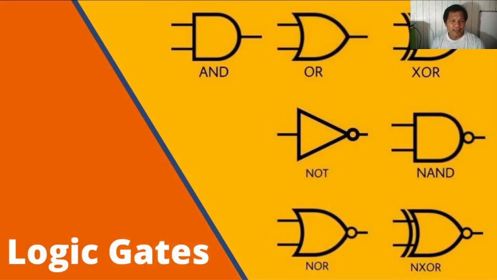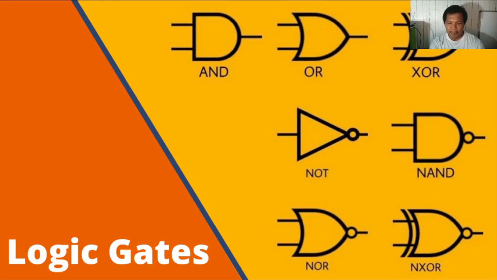Welcome back to our class ECE 3111 or Digital Electronics 1 for third year ECE students. Today we will learn the basics of logic gates. Okay, this is our first topic under logic gates.